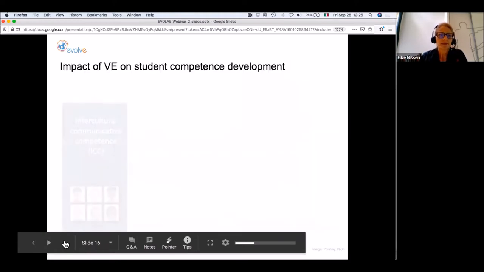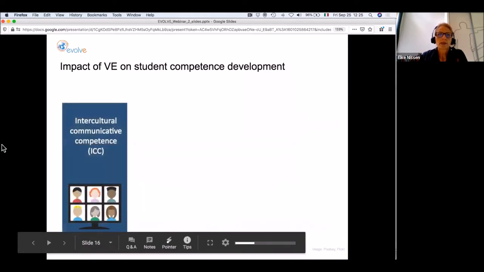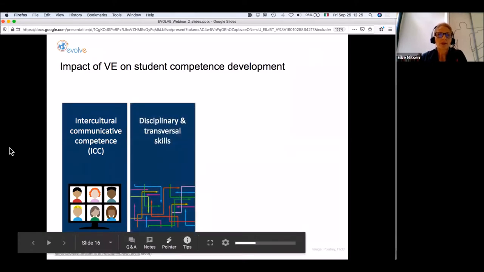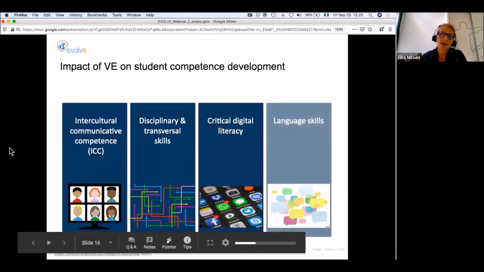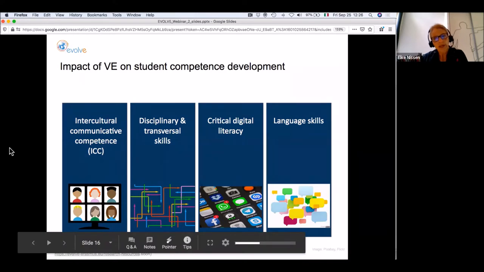Next, please. Our study looked primarily at students' development of 4 types of competences: intercultural communicative competence, ICC, disciplinary skills, critical digital literacy, and language skills. And here I will briefly summarize the main results. The analysis of ICC is based on the Council of Europe's model of competences for a democratic culture. In line with former research, it evidences that ICC enhancement is not an automatic process within VE and is subject to certain conditions, such as well-functioning group work and others that I will indicate later.